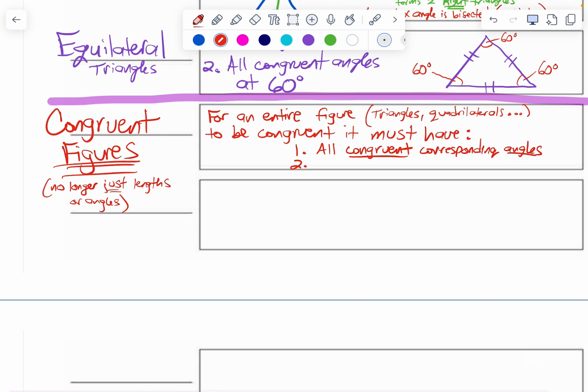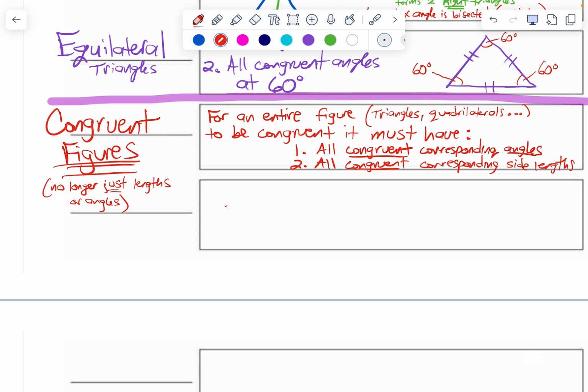All right, and then also, it has to have all congruent corresponding lengths. Let's say sides. We'll be specific there and say side lengths. So if I am talking about a side length AB, then whatever that corresponds to in the other figure, wherever it's the same exact side length, it has to be congruent. Okay? So same angles, same side lengths is a quick way to say that.